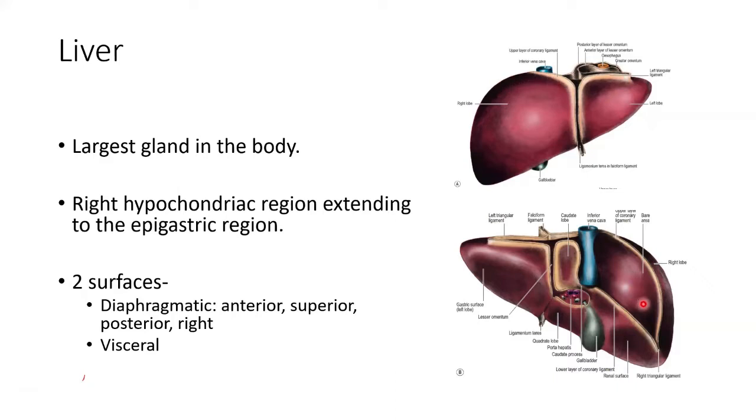And if you look at the posterior view, this area is the posterior diaphragmatic surface. This area is in contact with the diaphragm. And this is the visceral surface in contact with the internal organs. This bare area is in direct contact with the diaphragm and there's no intervening peritoneum in this area.